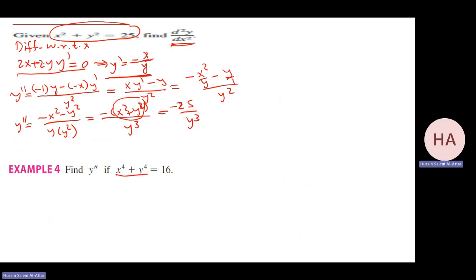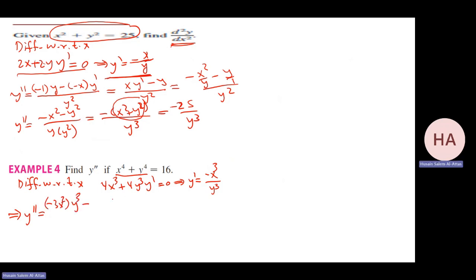Do it again with this one. Another problem. Differentiate with respect to x. I have what? 4x cubed plus 4y cubed y prime is equal to 0. So it means y prime is minus x cubed over y cubed. That means y double prime will be what? The derivative of the numerator, which is minus 3x squared, with the denominator, minus x cubed times 3y squared y prime, all over y to the power 6.